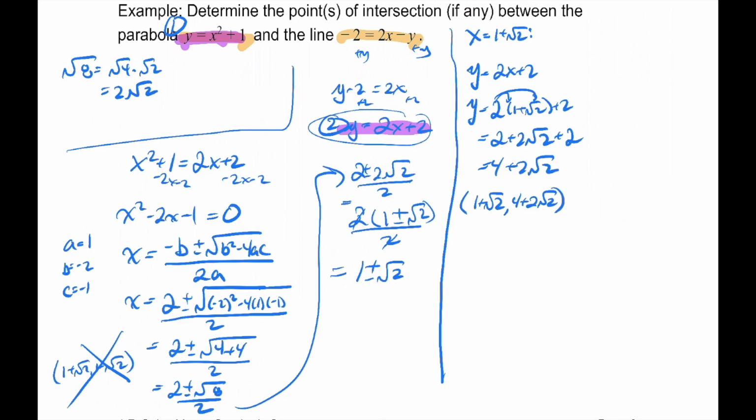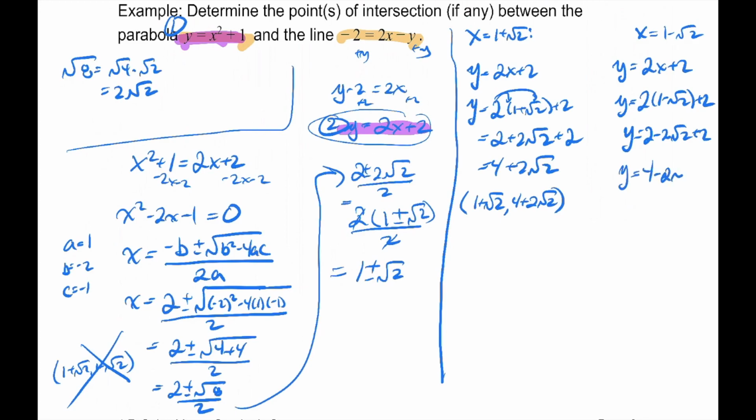or one point of intersection, and then we need to do likewise when x is 1 minus root 2. So we're going to plug that into my equation of y equals 2x plus 2. So here y is equal to 2 times 1 minus root 2, plus 2. I'm going to make that mistake again. So y is equal to 2 minus 2 root 2 plus 2. So in this case, y is going to be 4 minus 2 root 2. So the other point that we have is going to be 1 minus root 2 and then 4 minus 2 root 2.